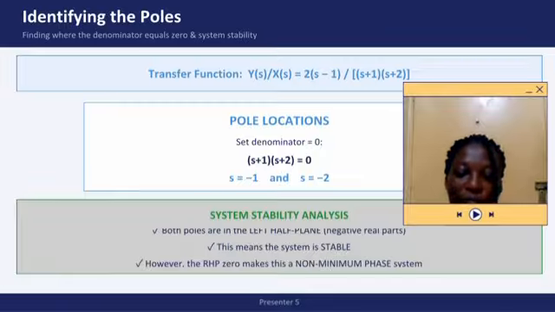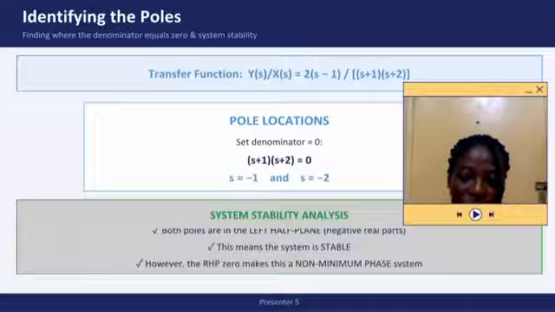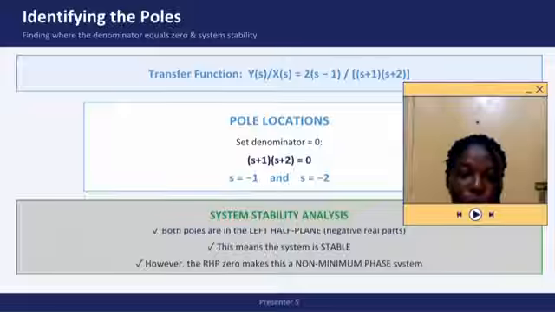So this is the whole analysis of the transfer function structure. Now I will hand it over to my colleague, Lucille, who will present on the step response. Thank you.